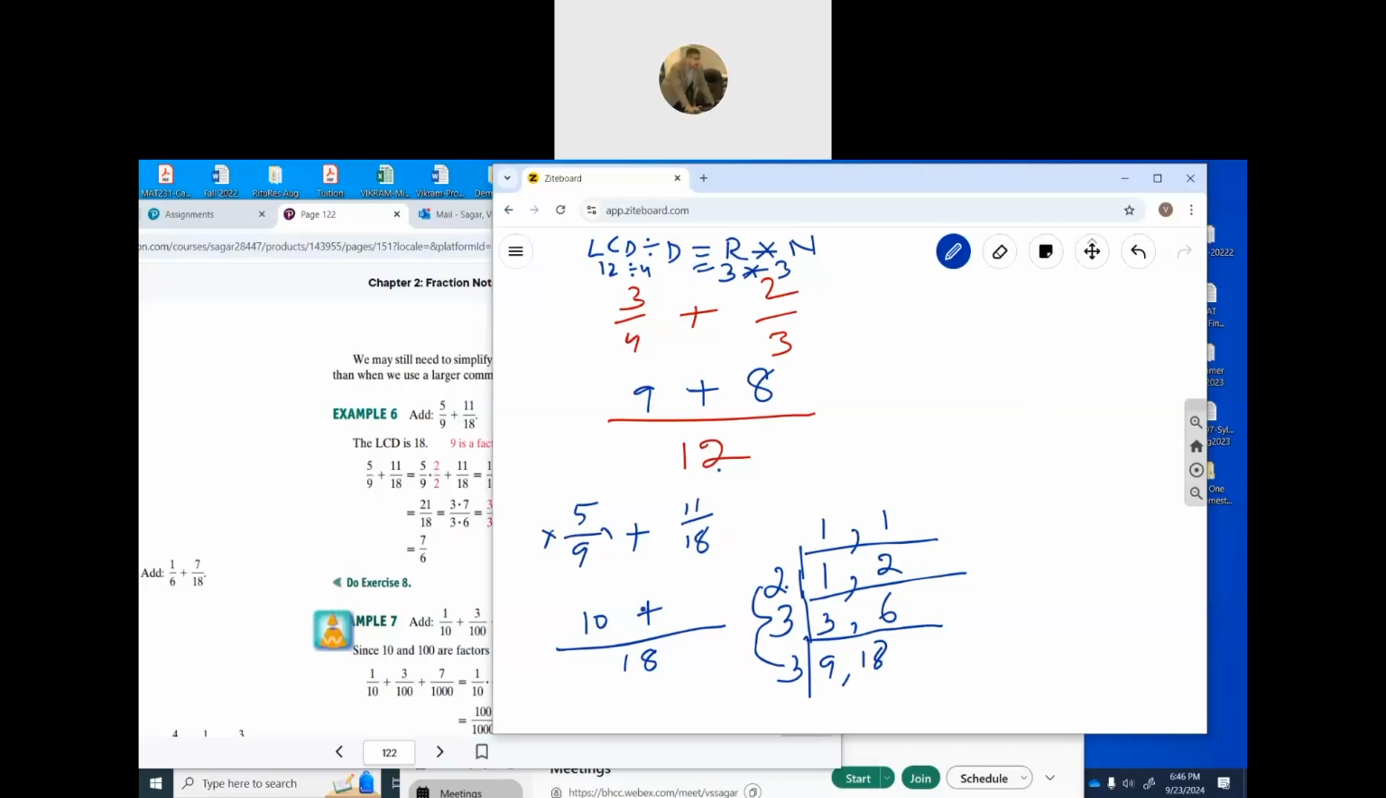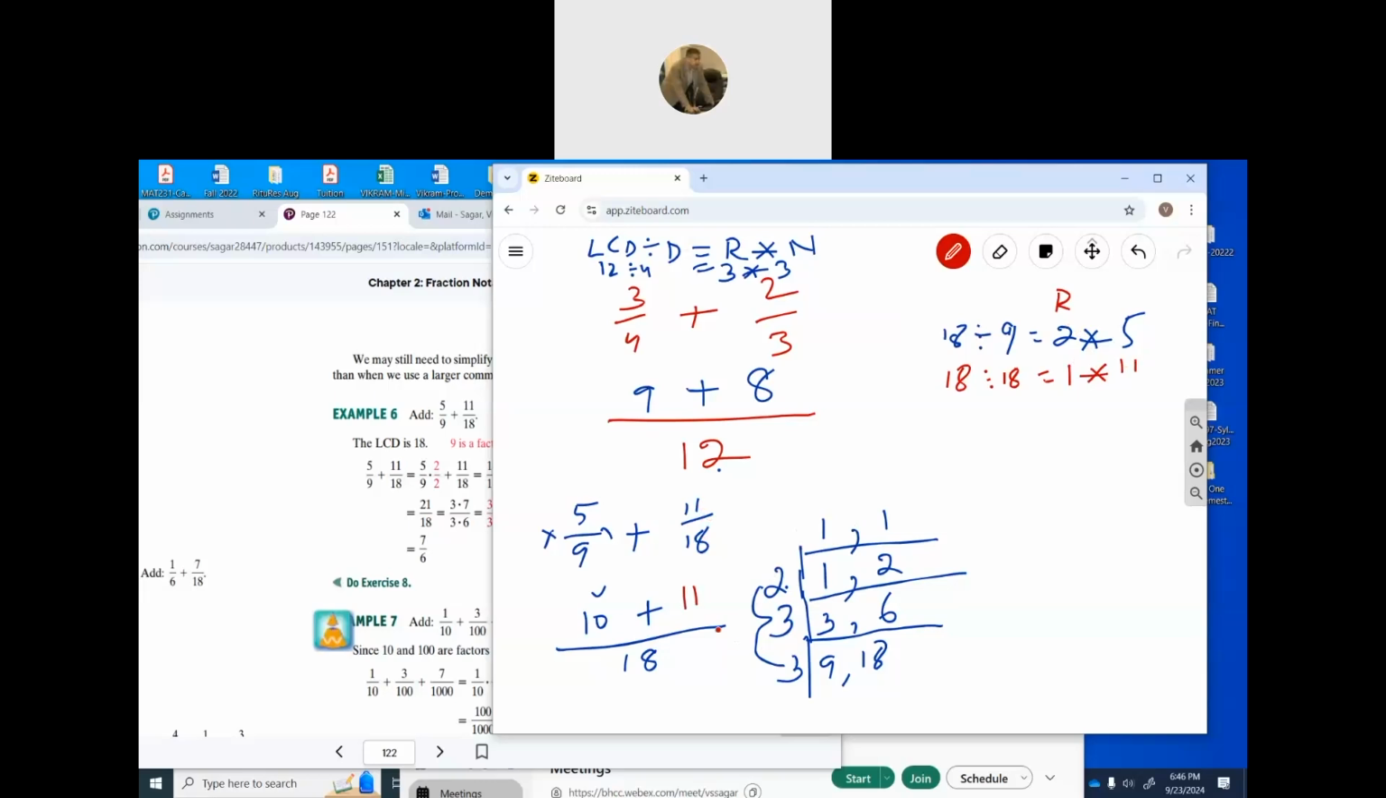So let's use this formula. So 18 divided by 9, right? 18 divided by 9, which is what? 2. 2 times my n is what? 5 here, right? So which is going to be what? 10 here, okay? And then what? Next number is what? 18, right? 18 divided by 18, which is what? 1. My r is 1, right? This is my r, times with the numerator is what? 11 here. So going to be 11 times 1, which is 11 here.